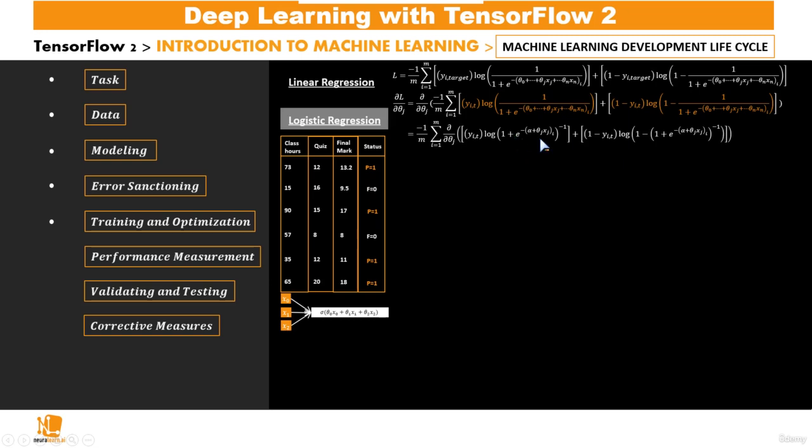Now what we'll have to do is find the derivative of this with respect to theta j, and the same for this. Also, it should be noted that since we have the sum of these two, we could simply find the partial derivative of this with respect to theta j separately, and then the partial derivative of this with respect to theta j separately.